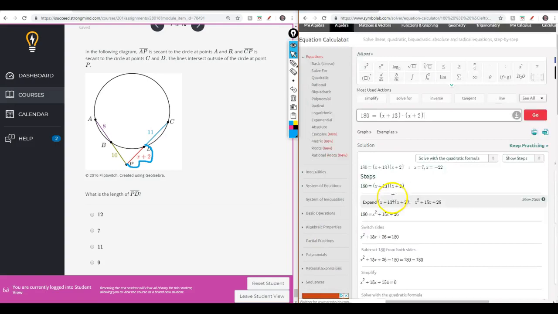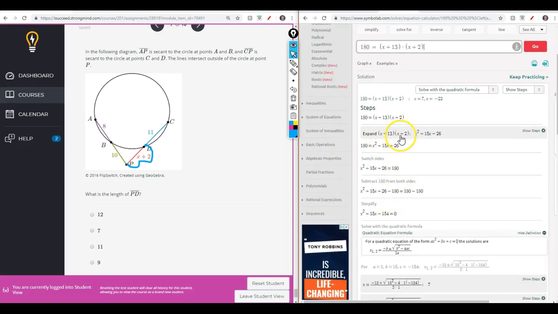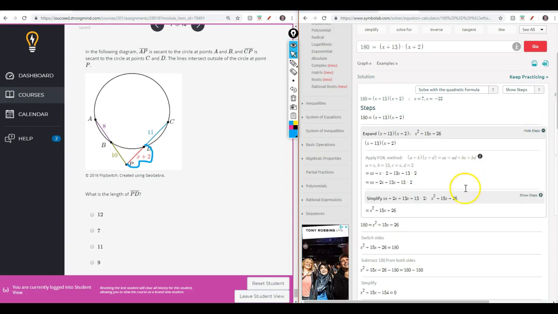look at these steps. So again, it says to expand x plus 13 times x plus 2. If we click here to show the steps, apply the FOIL method, an acronym to remember how to distribute when you have one term, two terms in parentheses. The F stands for multiply your first terms, so x times x. Outside is for the O, x times 2. The I is for inside, 13 times x, and L is for last, 13 times 2. So FOIL is just an acronym to remember how to distribute.